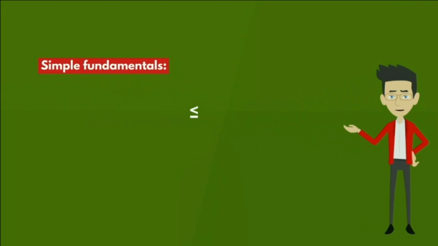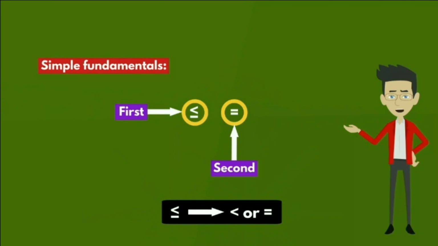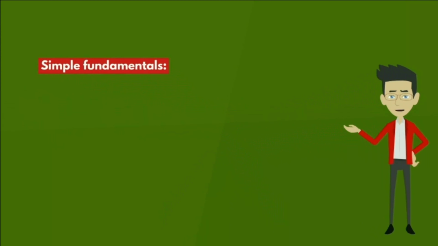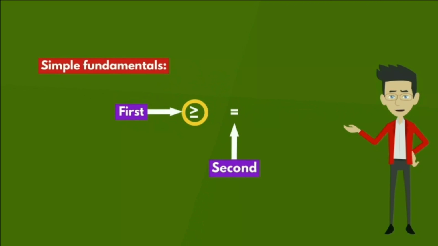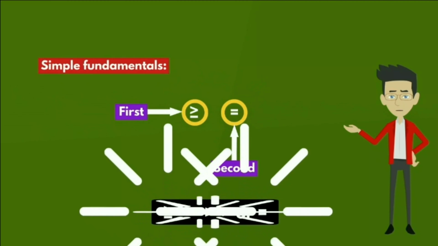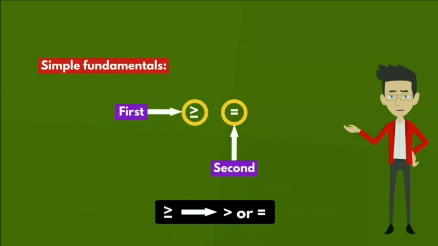If the combination is of less than or equal to and equal to symbols, we will give first priority to the less than or equal to symbol, and then second priority to the equal to symbol. Here, the less than or equal to symbol means either less than or equal to. If the combination is of greater than or equal to and equal to symbols, we will give first priority to the greater than or equal to symbol, and then second priority to the equal to symbol. Here, the greater than or equal to symbol means either greater than or equal to.